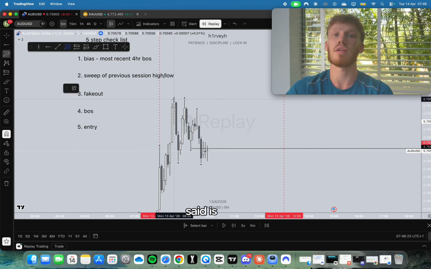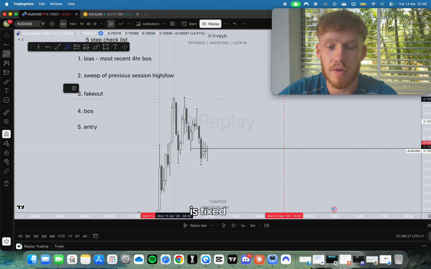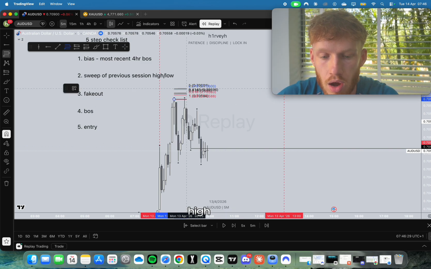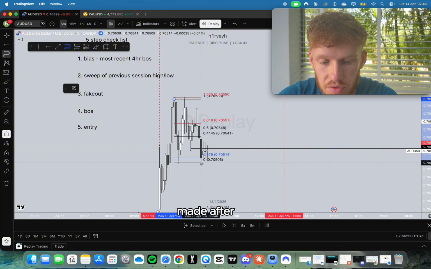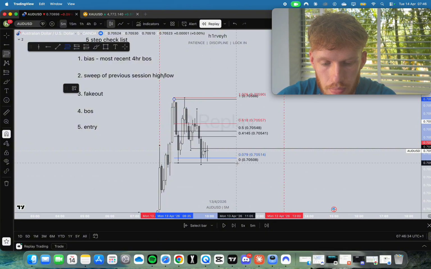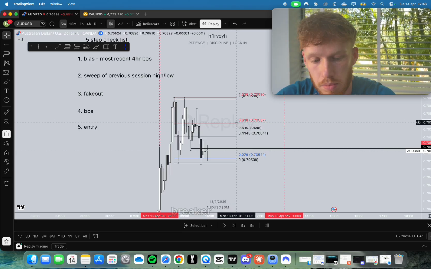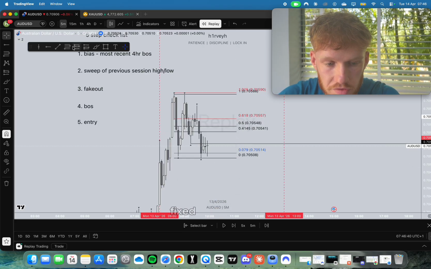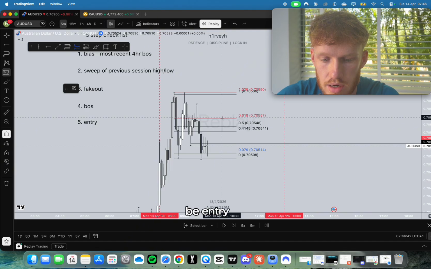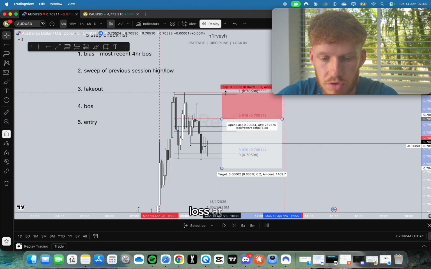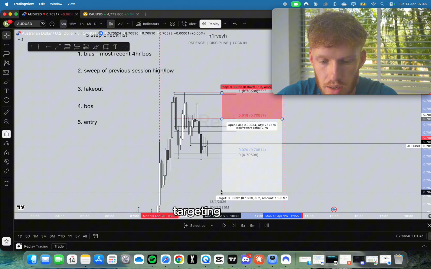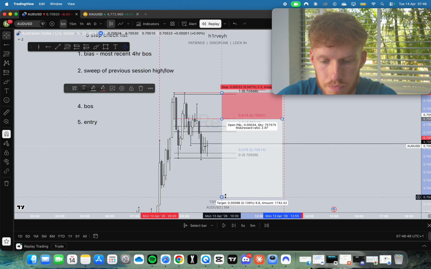My entry, like I said, is fixed as well. Everything I do is fixed. So I drag my fib from the high of the sweep to the low made after the break of structure. And then vice versa for a bullish example, the low of the sweep to the high made after the break of structure. And then my fixed entry would be entry on the 618, stop loss at the 1.025, targeting a fixed 3 risk to reward.